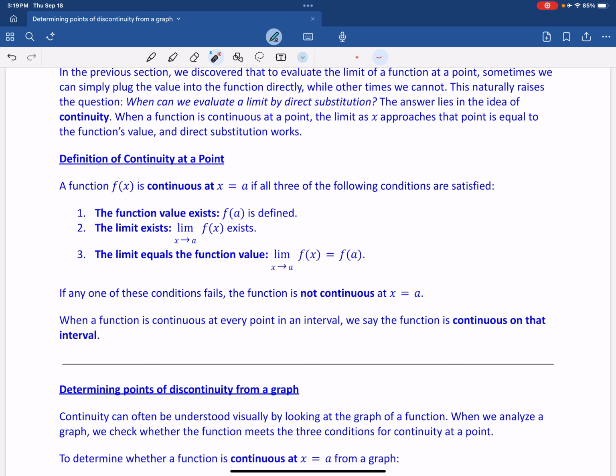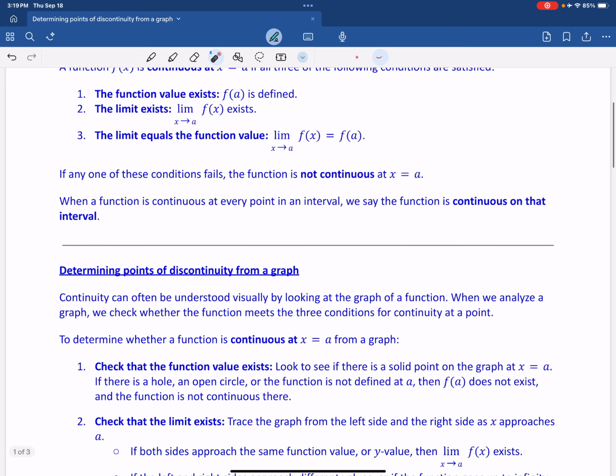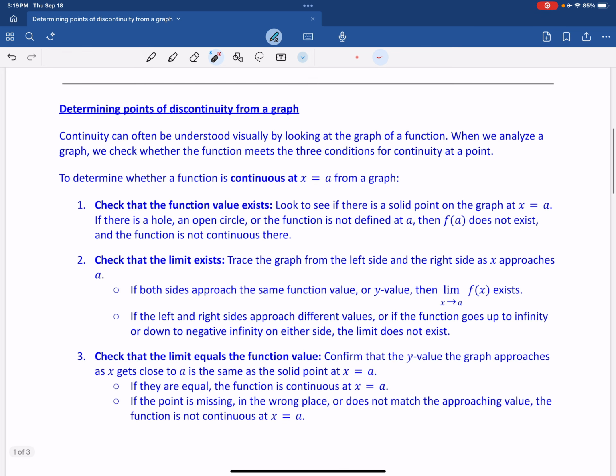So anytime you're going to tell me that a function is discontinuous at a point, you are going to reference one of these three reasons as to why it is discontinuous. You are either going to tell me the function doesn't exist at that point, you're going to tell me that the limit doesn't exist at that point, or you're going to tell me, hey, they both exist, but they're not equal. Okay? When a function is continuous at every point on an interval, we say that it is continuous on that interval. So how do you determine the points of discontinuity from a graph?